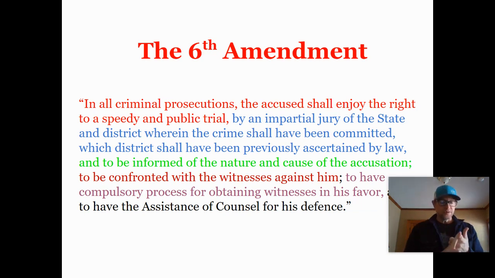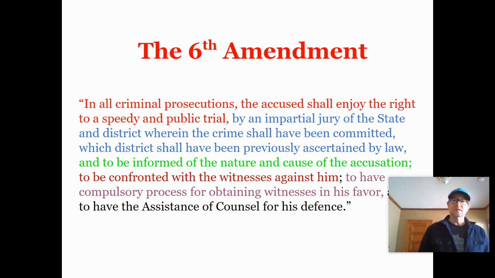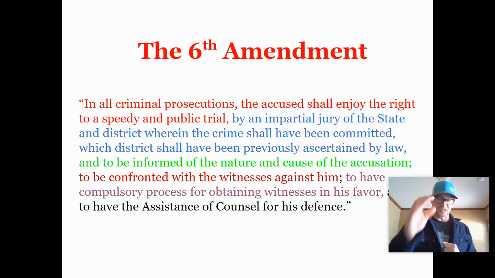So reporters, the press, can legitimately be told, you can't come and see this trial. However, your trial cannot be closed to your family. It has to be a public trial in that sense. All right, moving on. In blue, you have by an impartial jury of the state and district wherein the crime shall be committed. So the blue text is the second time in the Constitution where you see a guarantee of a jury trial, a jury made up of your peers that is going to decide your guilt or innocence if it's a criminal trial.